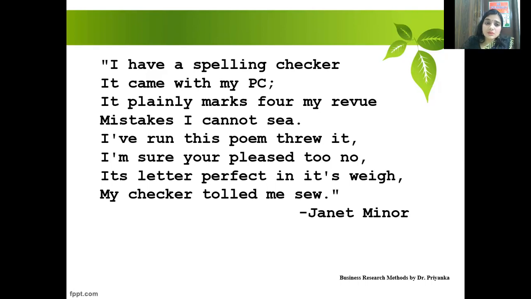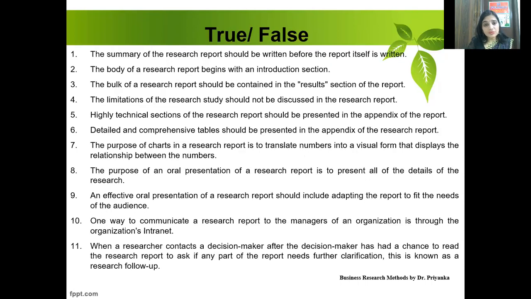So that's it for report writing. Let us discuss some true false now.